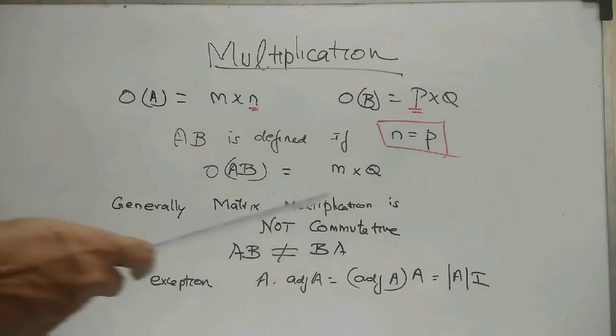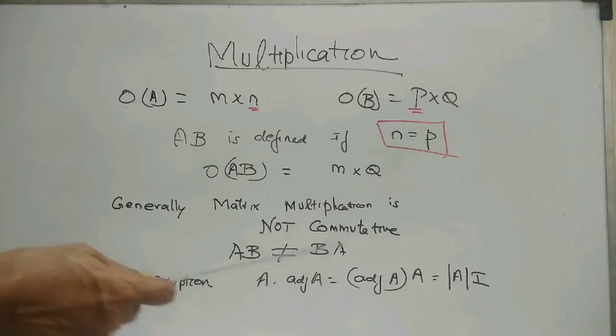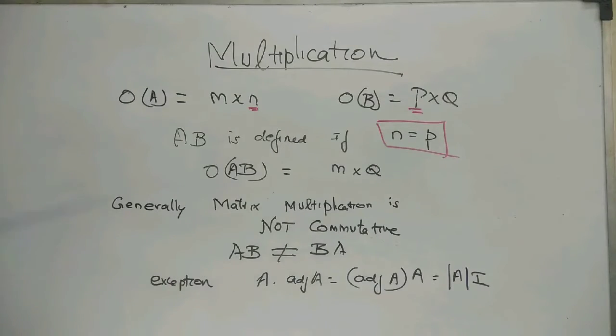Generally, matrix multiplication is not commutative. Remember, AB is not equal to BA. You cannot take it for granted that AB is equal to BA, as you do in the case of algebra. In matrix algebra, the multiplication is not at all commutative.